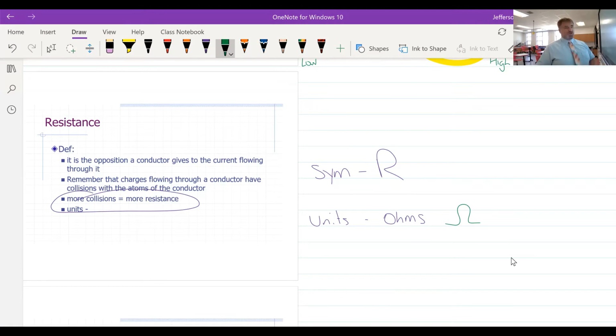So it kind of looks like a horseshoe. This is my version of it. There's probably better looking ones out there, okay? But it's kind of like a horseshoe looking thing, okay? This is the symbol for ohms, okay?